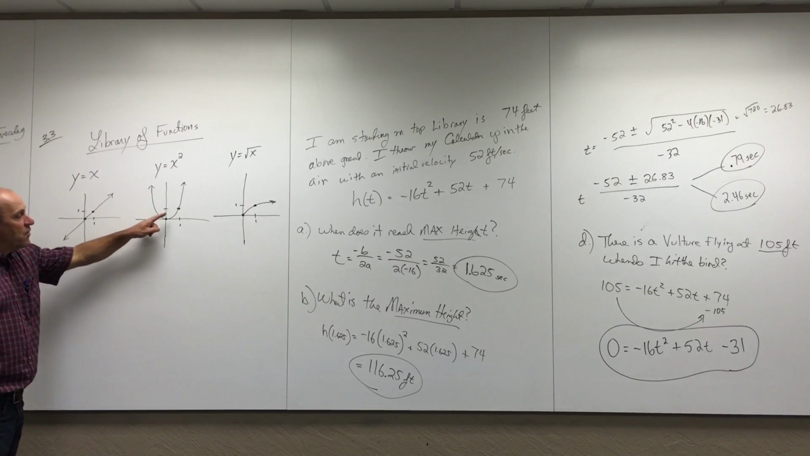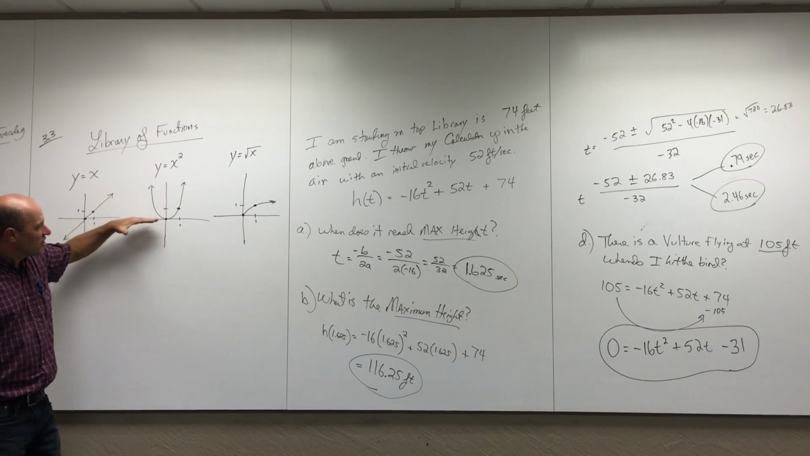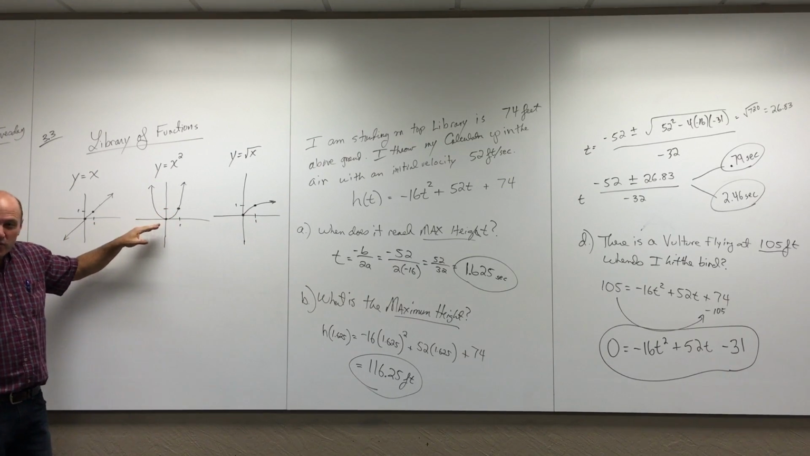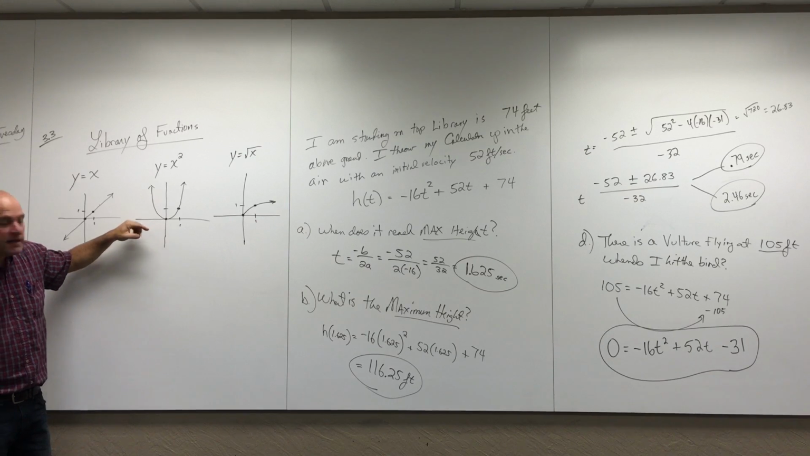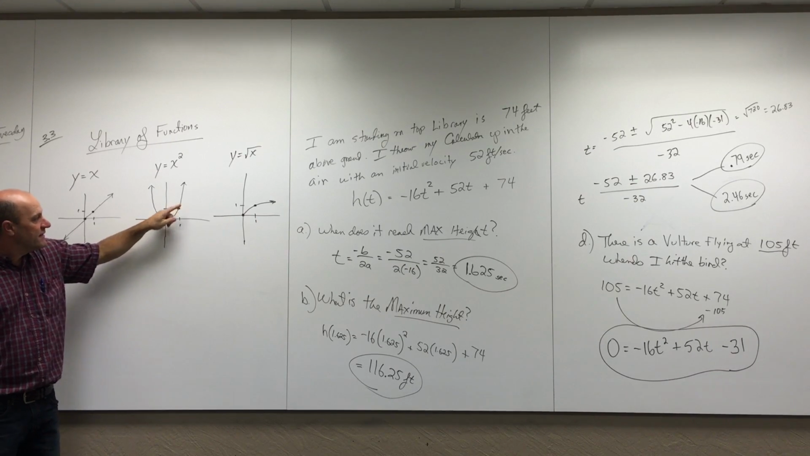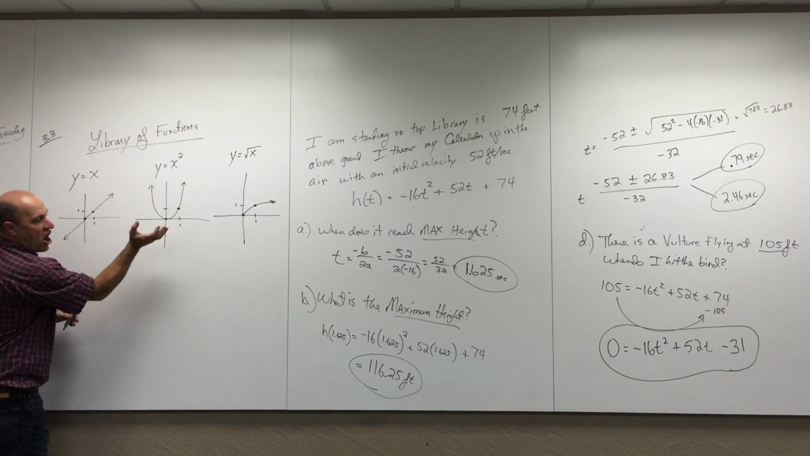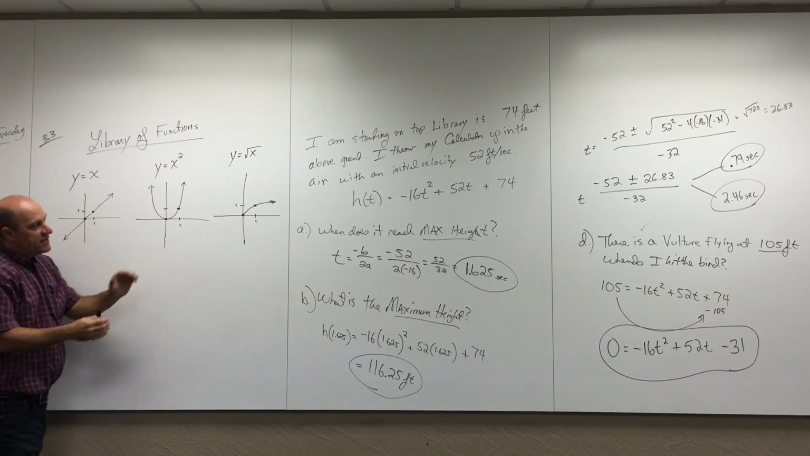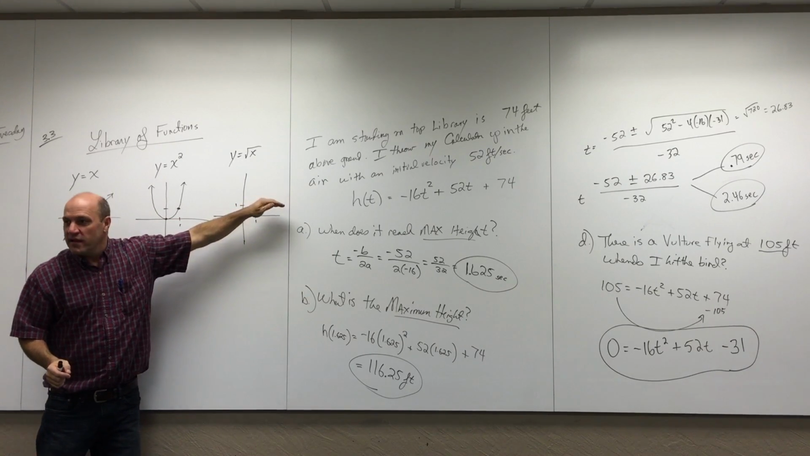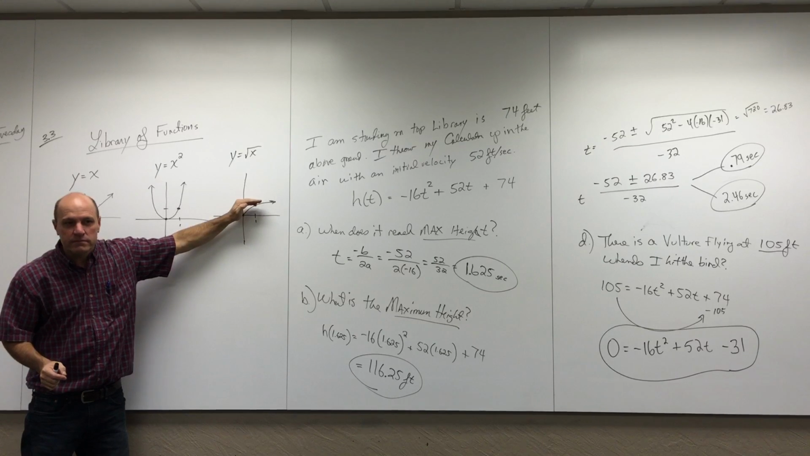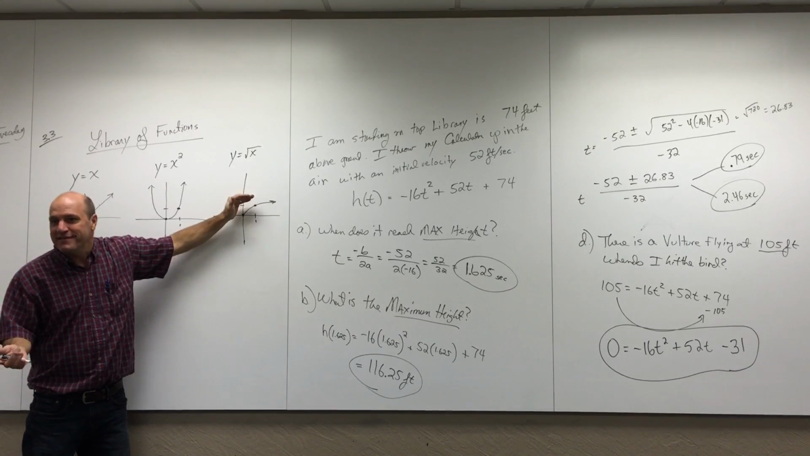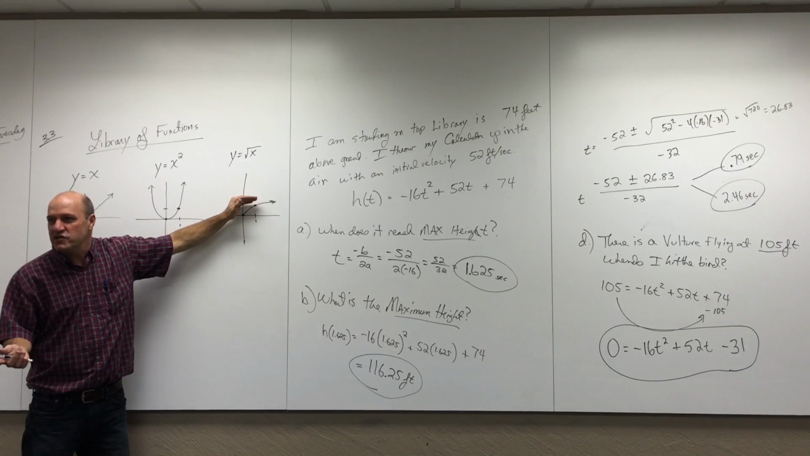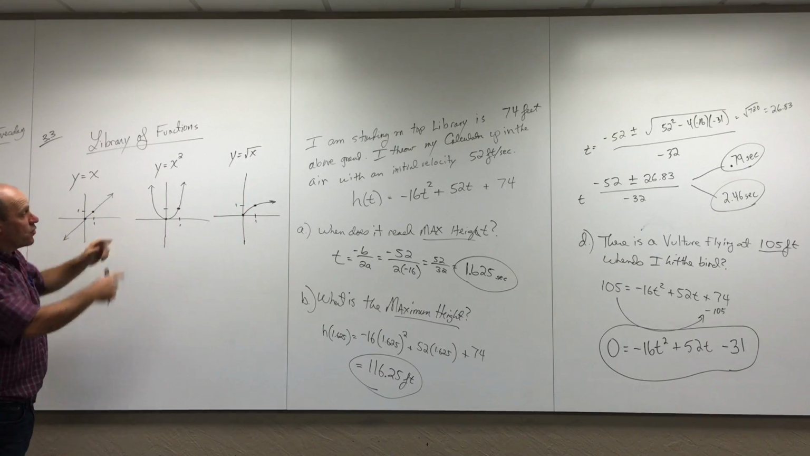These are all going through the point 1, 1, but notice the curve, and the book refers to that as concavity. See how this guy's curving? They call that concave up. See how this one's curving? They call it concave down. It's not that hard, but it's the concavity. It's the way it's curving. By the way, they're both going through 1, 1.